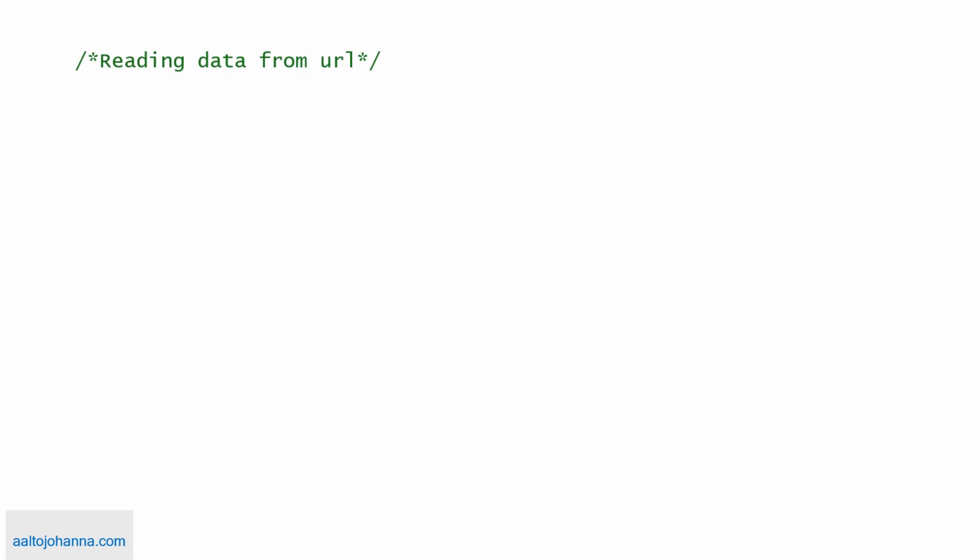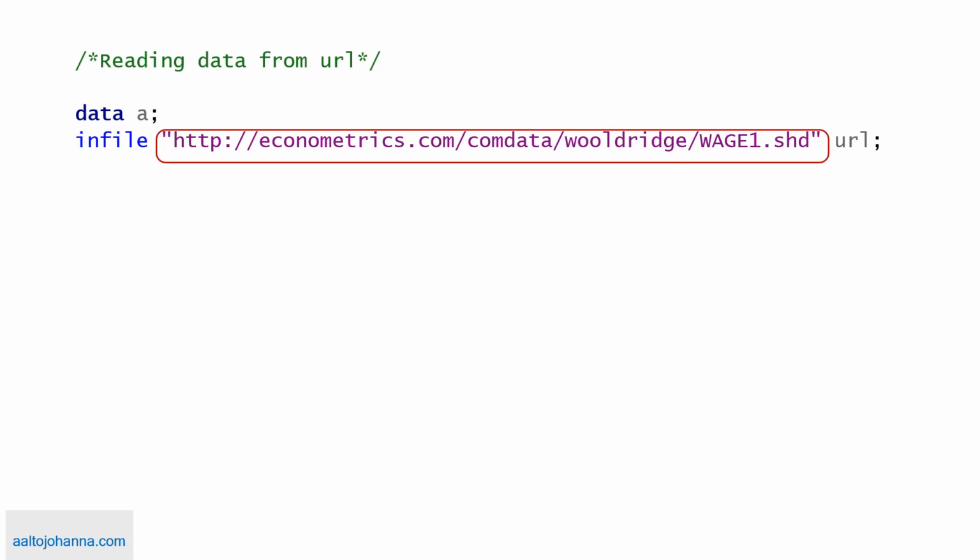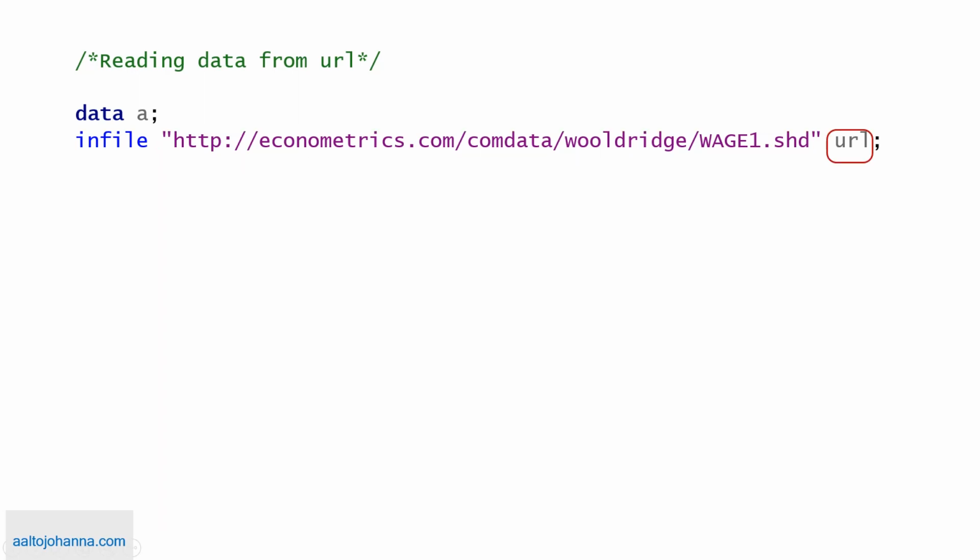How to read data from URL. First I will write that we had data called A. It's not a very good name, it's better to use more describing name. Infile command tells that we are going to import some data. Inside the question marks, we write the link. After link, we must say that it's URL address. Write the semicolon after every sentence.